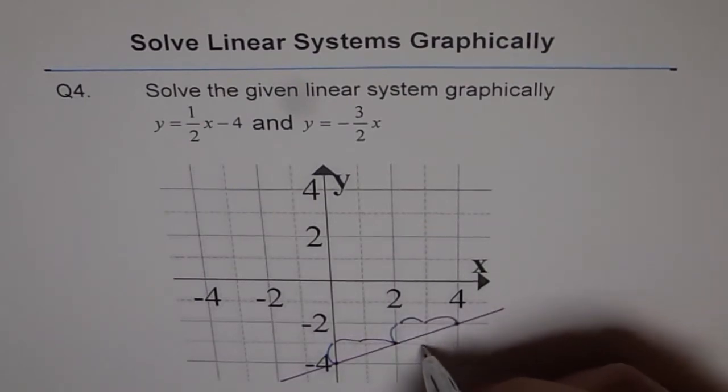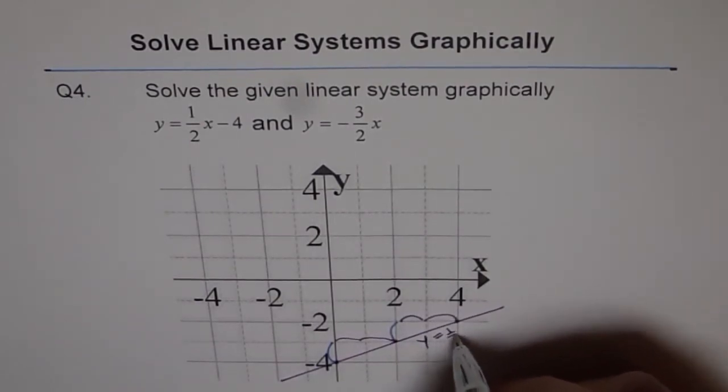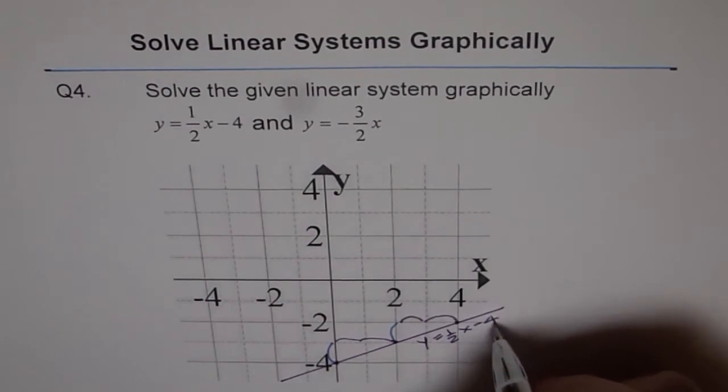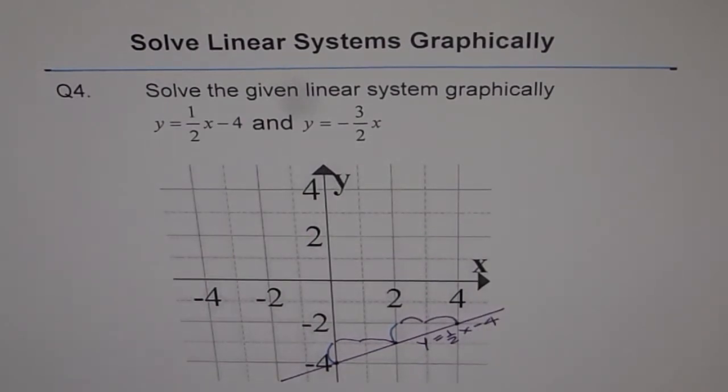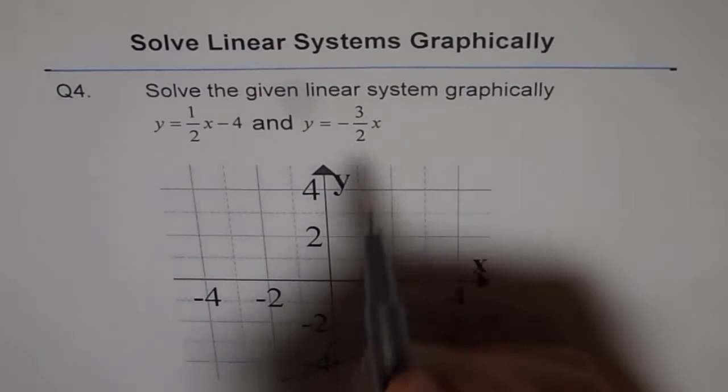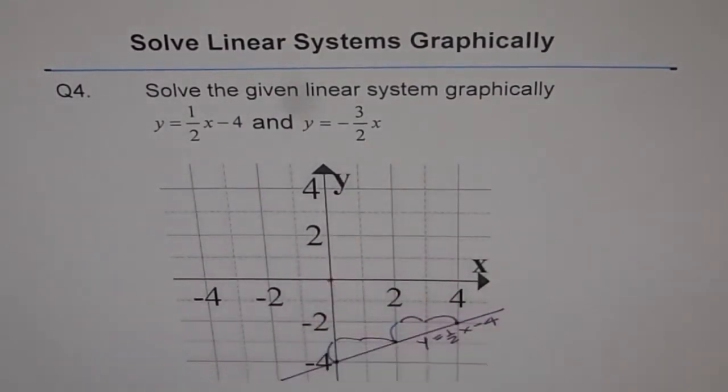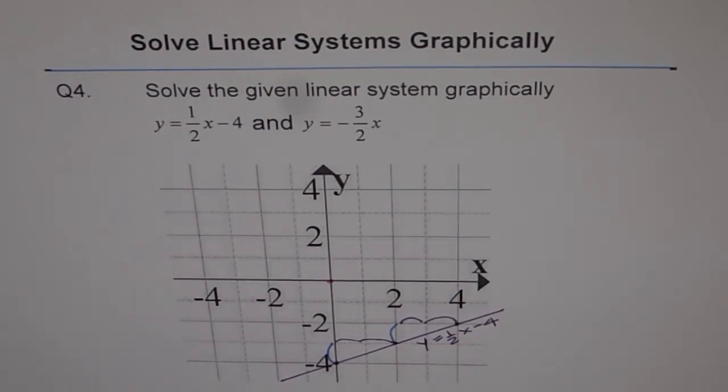So let me write it down here. y equals half of x minus 4. That's my first line. Let me draw the next line. What is the y-intercept? Well, there is one. We can think about plus 0. So we have a y-intercept right in the center. So it's like direct variation, where the y-intercept is right at the origin.